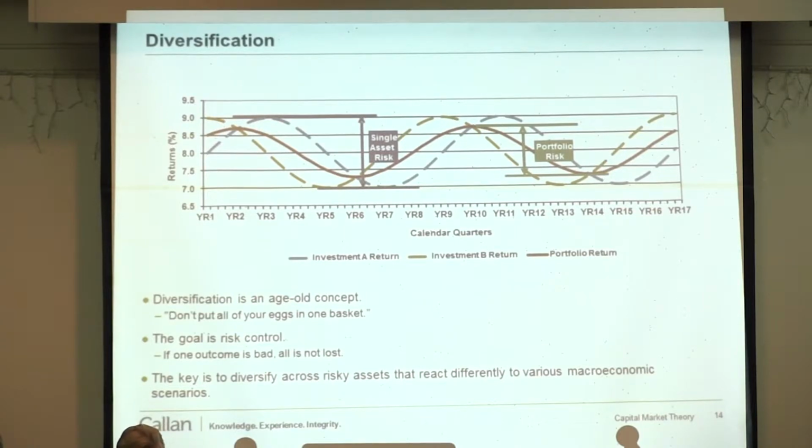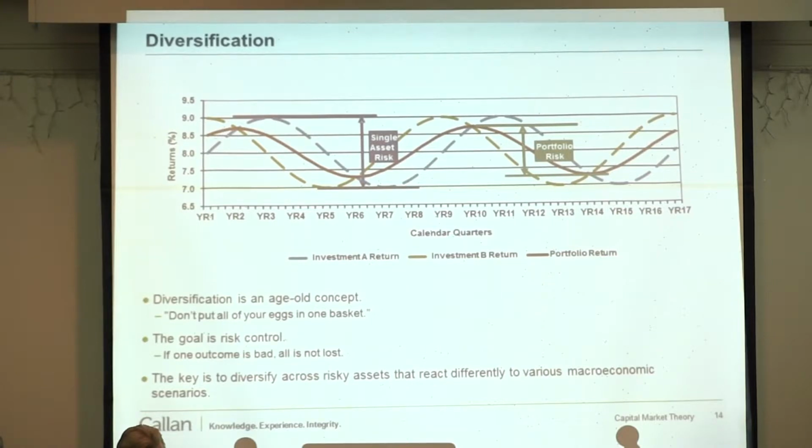So this relationship we're trying to quantify here is something called correlation. And correlation runs between +1 and -1. If it's +1, they move up and down in perfect lockstep. If it's -1, they move perfectly opposite. They're mirror images of each other.